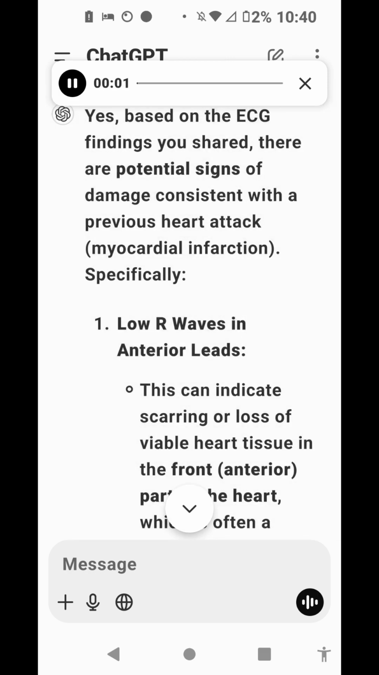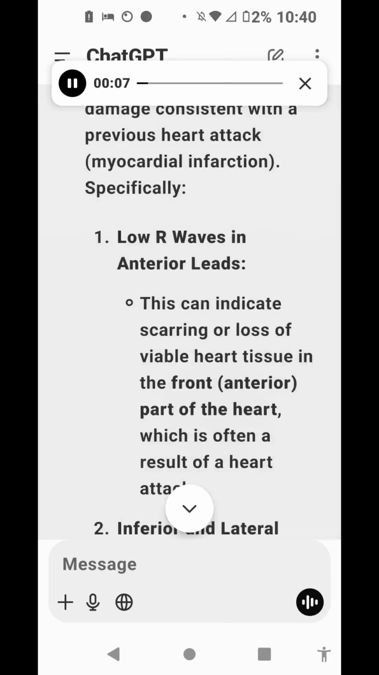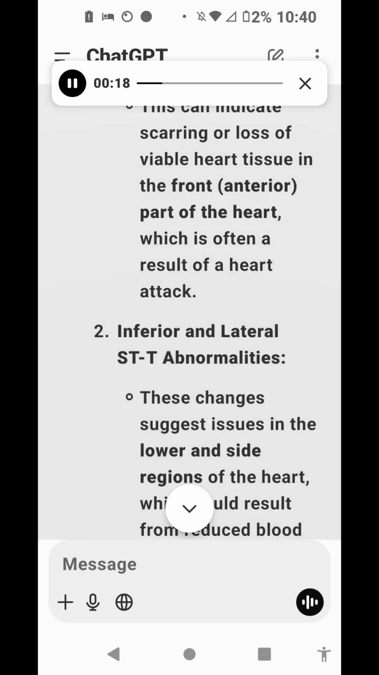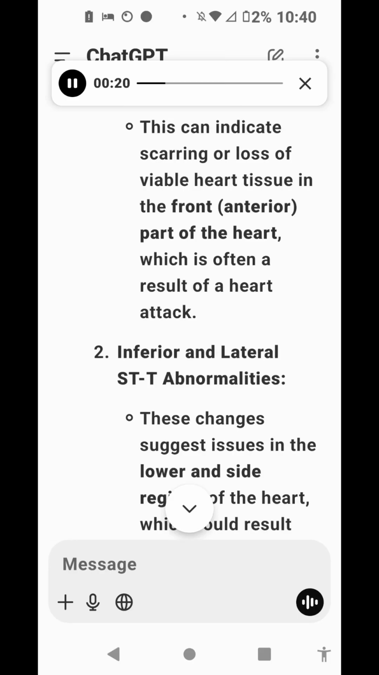Yes, based on the ECG findings you shared, there are potential signs of damage consistent with a previous heart attack, myocardial infarction. Specifically, 1. Low R waves in anterior leads. This can indicate scarring or loss of viable heart tissue in the front anterior part of the heart, which is often a result of a heart attack.